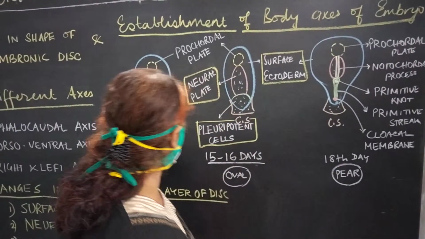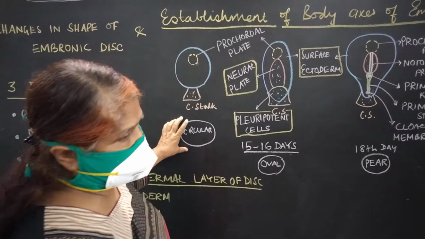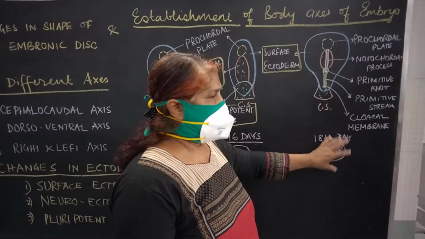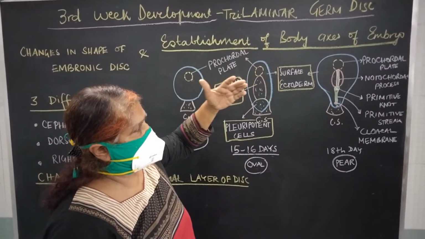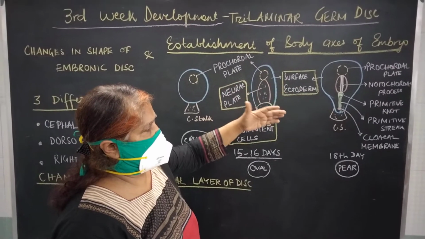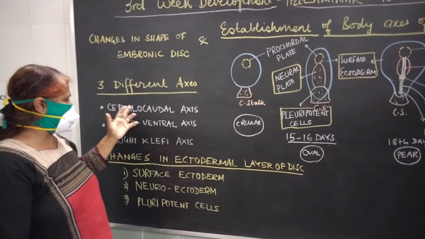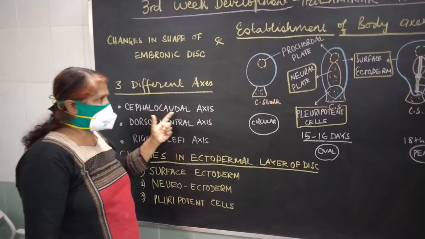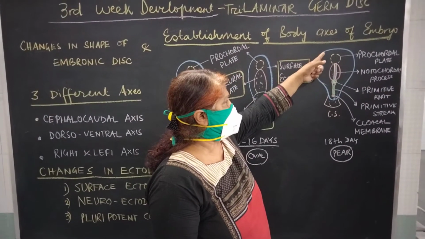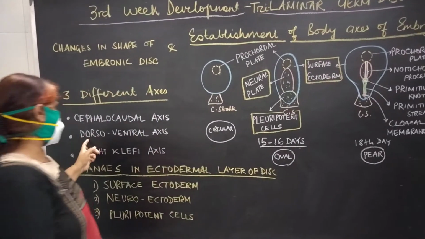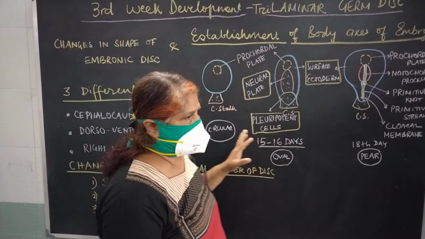So the shape of the embryo changes from circular to oval on 15 to 16 days. On 18 days this becomes pear shape with the appearance of the procaudal plate, notochordal process, primitive streak, primitive node, and the cloacal membrane. Now with this establishment, the different axes are being formed. This is called the cephalocaudal axis. So the procaudal plate and cloacal membrane, this is the cephalocaudal axis, this is the cephalic end, this is the caudal end. Then the dorsoventral axis will be formed with the formation of the notochordal process.